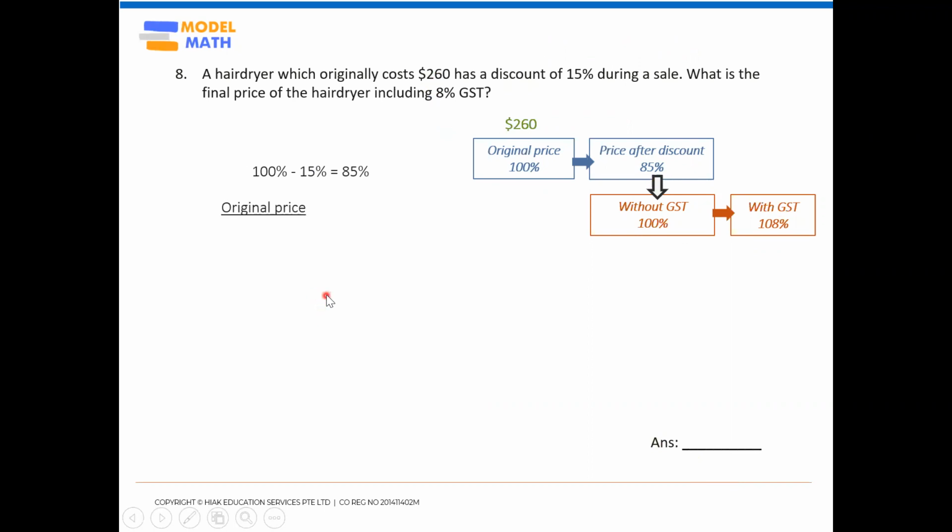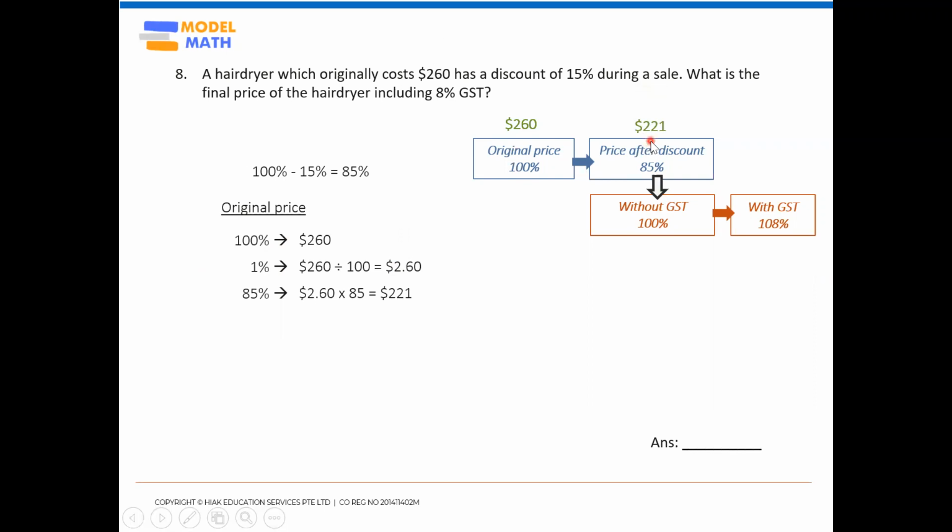So you can do the unitary method for this. 100% is your $260. Always find 1% first by division. So you have $2.60. Now, the discounted price is what I'm paying now. So for the discounted price, I am paying 85%. Fair enough. So I just times 85. So you see, after discount, I'm paying slightly lesser. From the original $260, I only pay $221 now. So this is your $221.